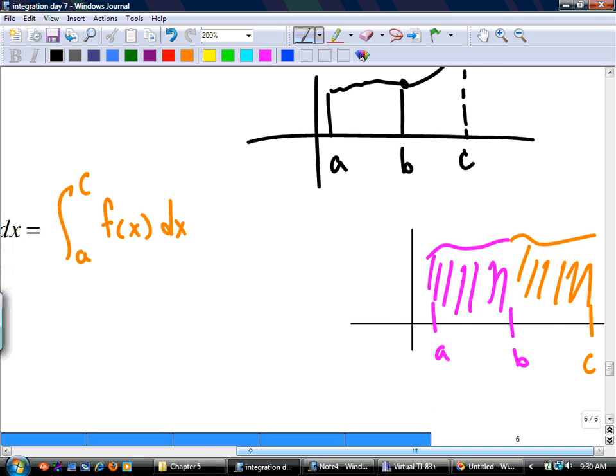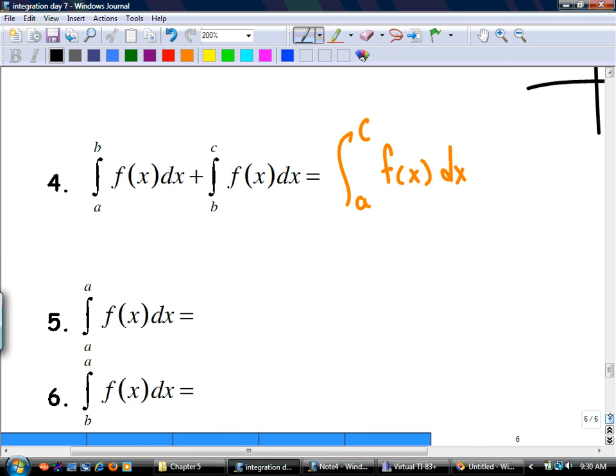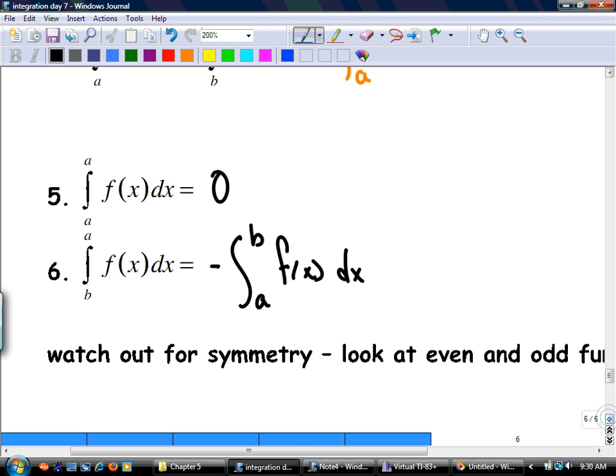Okay, what about the area between A and A? Zero. What about the area between B and A? Oh crap, Mr. App. The letters are out of order. Negative. Watch out for symmetry. Look for even and odd functions.